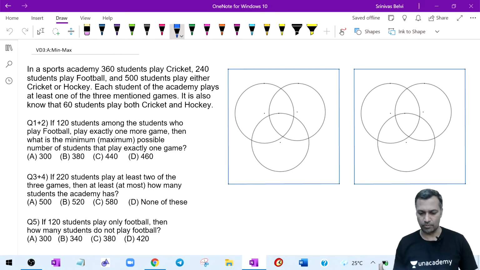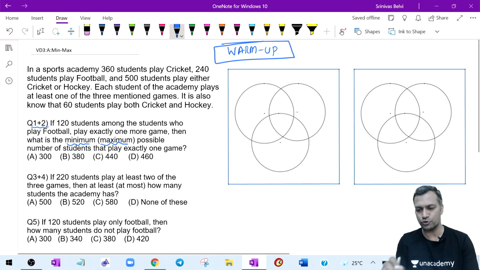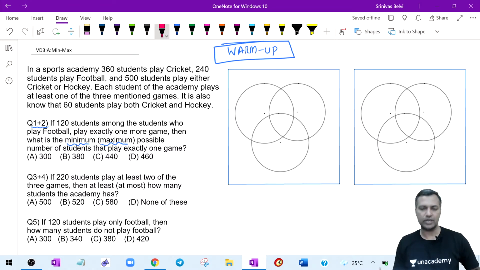So, here comes a warm up question, just like what we discussed yesterday. You have two answers for each question. There is a question 1 and 2, one for minima, one for maxima. This is the warm up set. Now, don't make the warm up set a main set. The warm up should remain warm up. We should be quick on our feet.